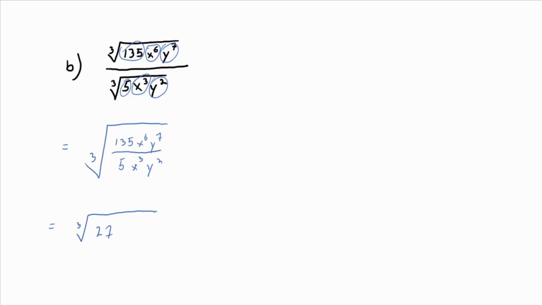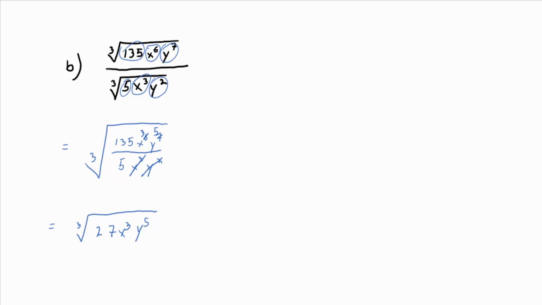And then what's x cubed divided into x to the 6th? What's left over? x to the 3rd on top. And then y to the 7th divided by y squared? y to the 5th. And that's all in the numerator, right? The entire denominator went away, didn't it? So I don't need to worry about saying over 1 or anything. So I have the cubed root of 27x cubed y to the 5th.